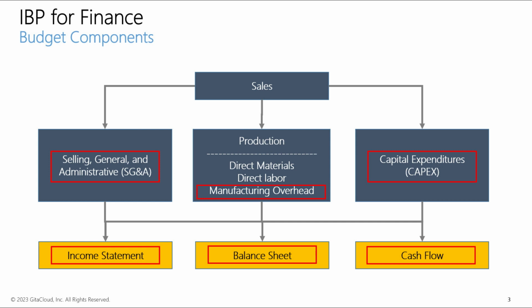We provided this view of the budget components and corresponding financial statements in part 1 of this video series. We covered sales, production, direct materials, and direct labor budgets in part 1. Here, in this part 2, we will cover manufacturing overhead, SG&A, CapEx budgets, as well as the 3 financial statements: income statement, balance sheet, and cash flow.